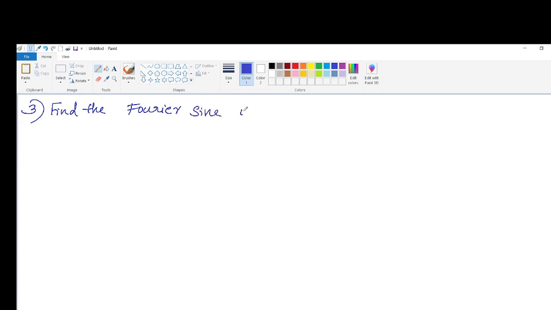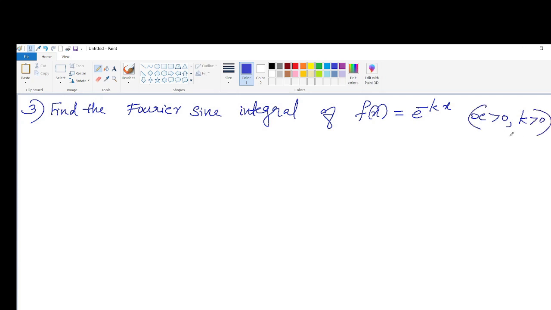Find the Fourier sine integral of f(x) = e^(−kx), where x > 0, k > 0. That is the given condition.